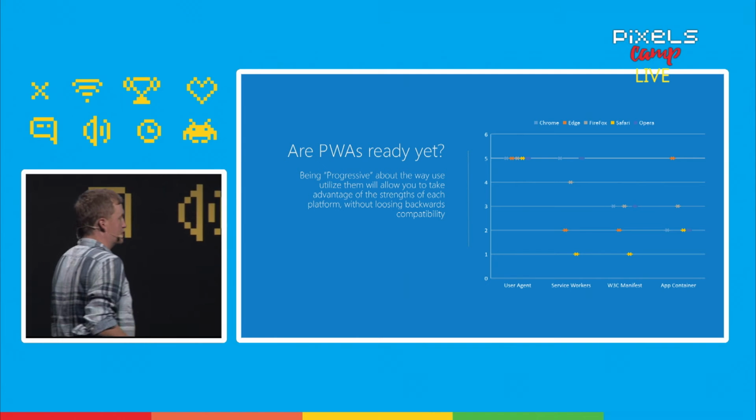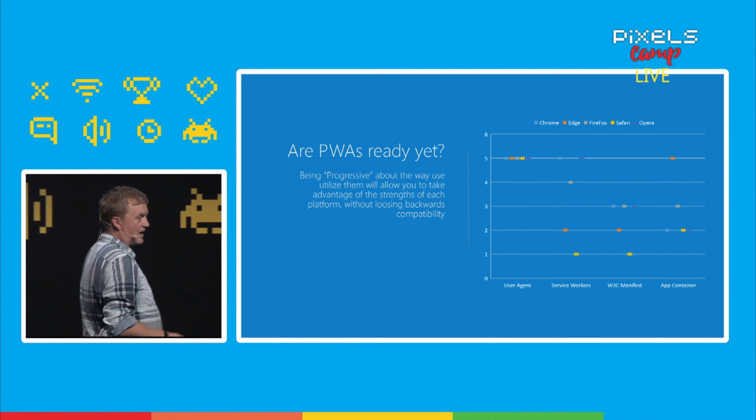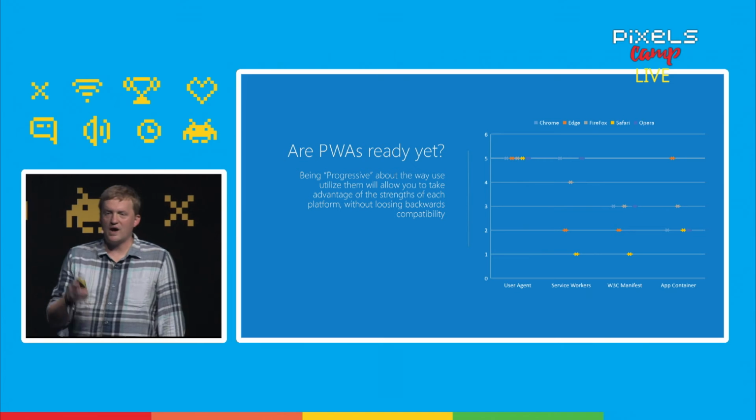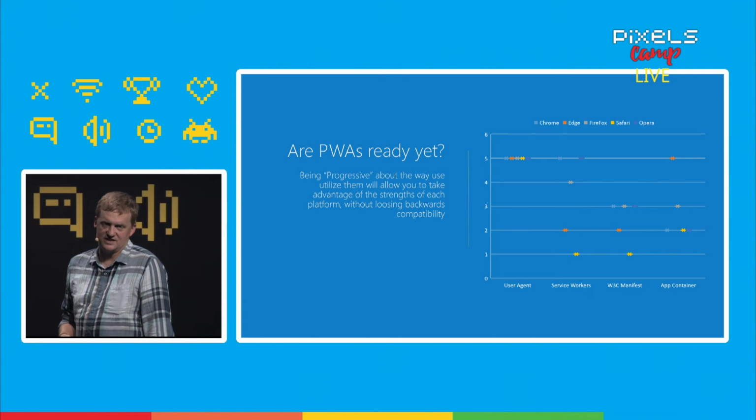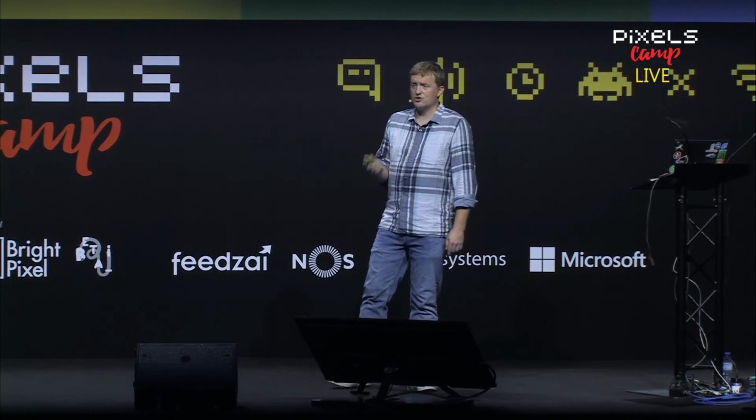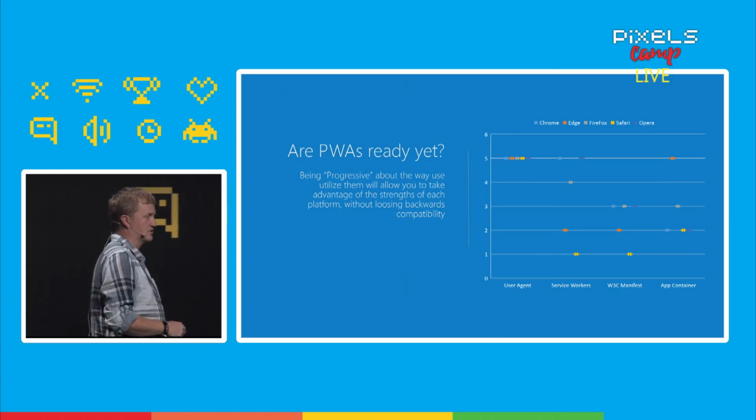But go back to the word progressive. Your app should be written in a way that when those features are there, you should be able to take advantage of it. So if manifest support exists on a platform and you have a manifest there, your users are going to get a better experience with that. Same thing with ServiceWorkers, same thing with App Container. So you can start writing for these features now, and as support comes online, the experience will just continue to get better and better for your users.